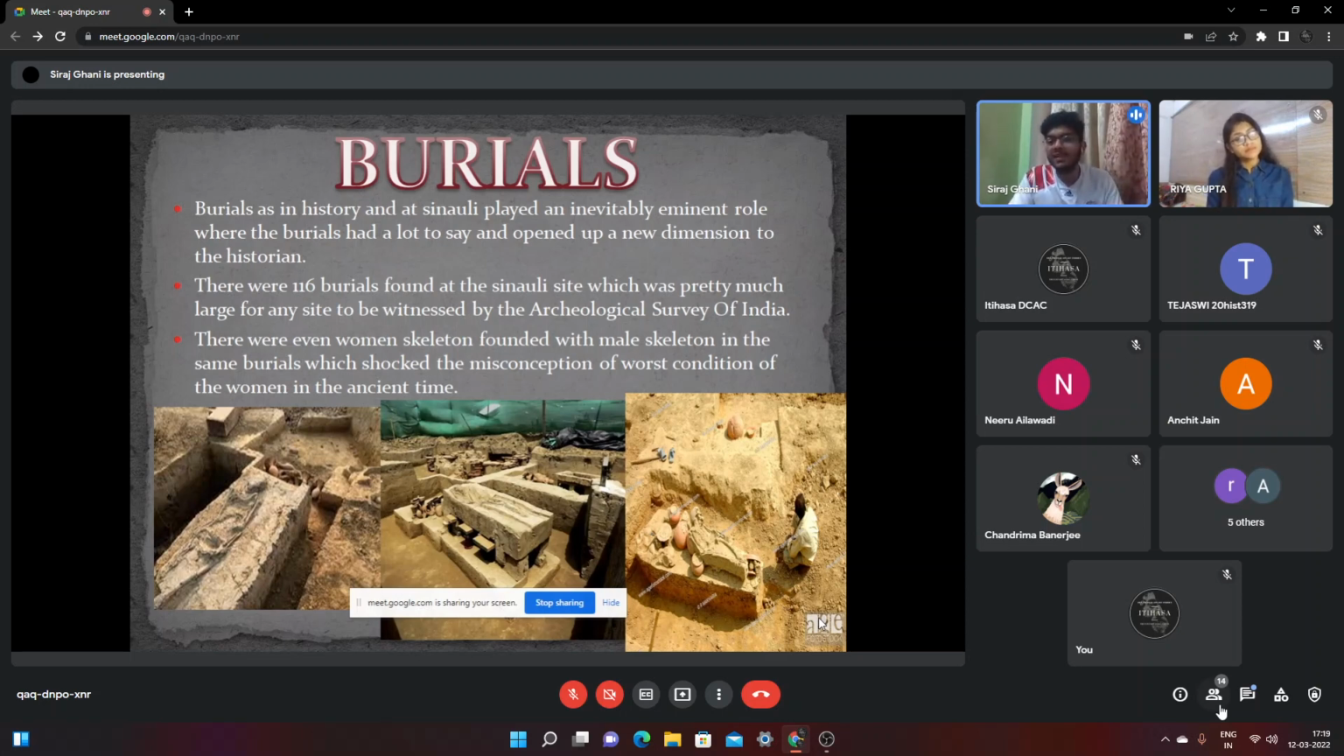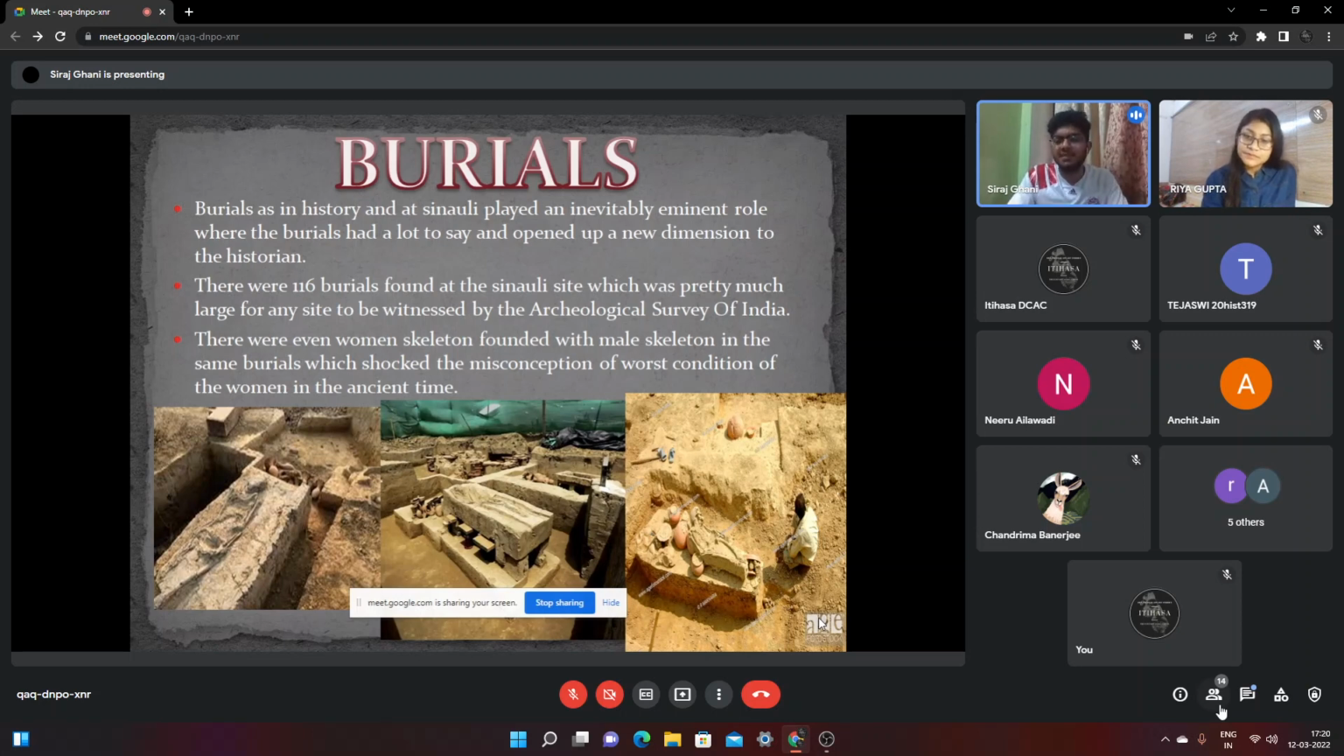The burials have played an immensely important role in how we have to see Sinoli and not see Indian history as inferior, and we should be enriching Indian history, as it has opened up a new perspective to see the ancient civilization of Sinoli.